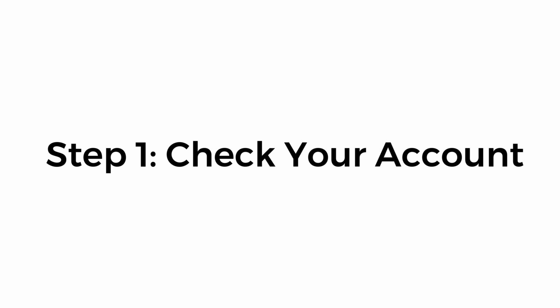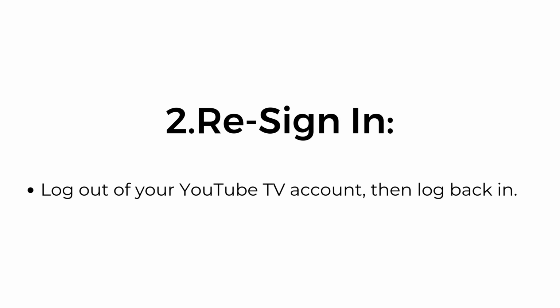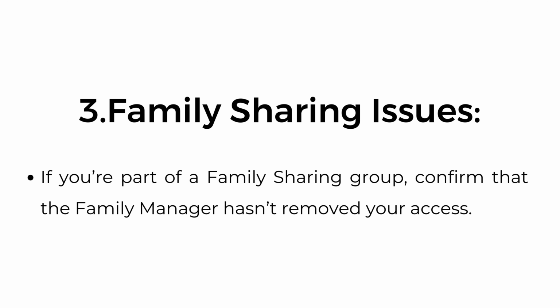Step 1. Check your account. Verify account permissions. Ensure you're signed in with the correct YouTube TV account. Go to Settings, Membership on YouTube TV to check your subscription status. Re-sign in: log out of your YouTube TV account, then log back in. Family sharing issues: if you're part of a family sharing group, confirm that the family manager hasn't removed your access.